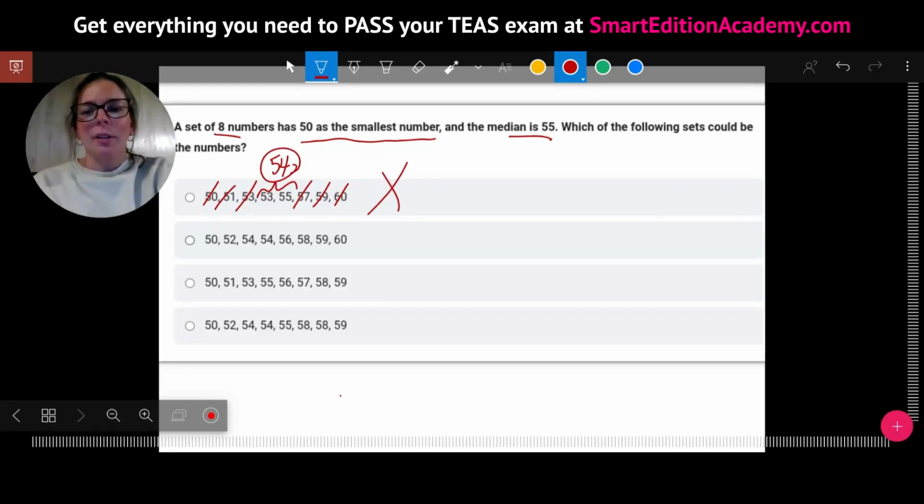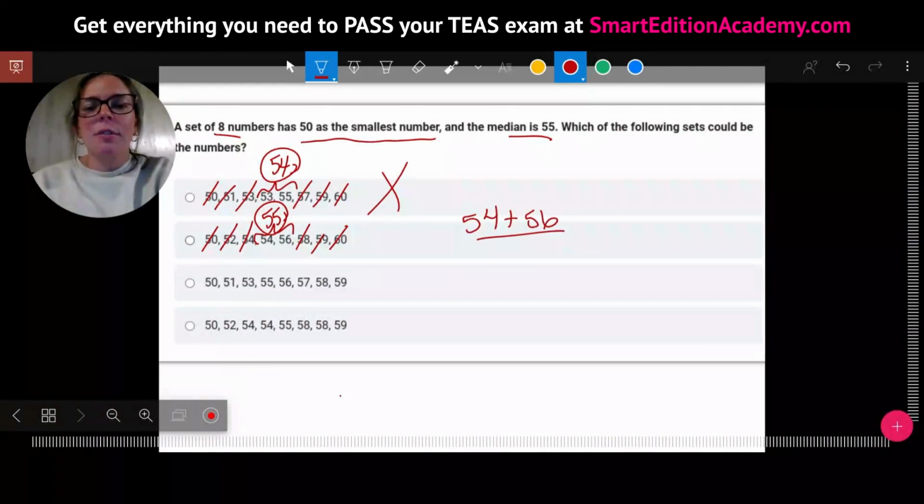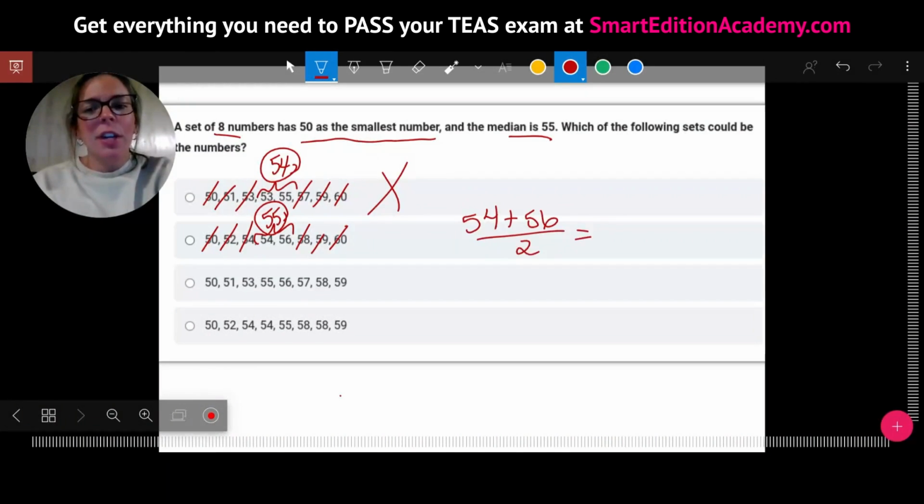This one doesn't work. Let's try the next one. Cross these out as we go. I'm looking for a number in between 54 and 56, which does happen to be 55. If it's not that straightforward in the future, the process you could use is also just add them together and divide by 2 to find the average. Okay, so this would be 110 divided by 2 is 55, so this checks out.